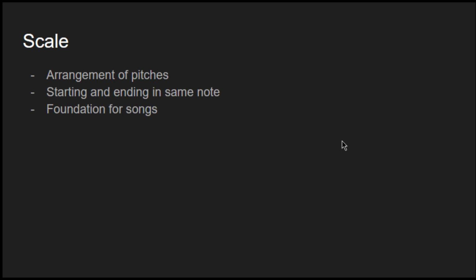Now, like the screen says, it is going to start and end with the same note. For example, if I say C scale, it is going to start with C and it is going to end with C. So it will go like C, D, E, F, G, A, B and C. Alright. If I say G scale, it is going to be G, A, B, C, D, E, F and G.